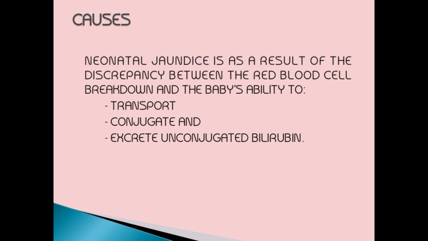So the causes of neonatal jaundice we are talking about all deal with the discrepancy between the rate at which the red blood cells are being broken down and the rate at which the bilirubin is transported, conjugated, and excreted. So if there is a delay in the transport, conjugation, and excretion of this, it will lead to what? Jaundice. So these 3 things: transportation, conjugation, and excretion.